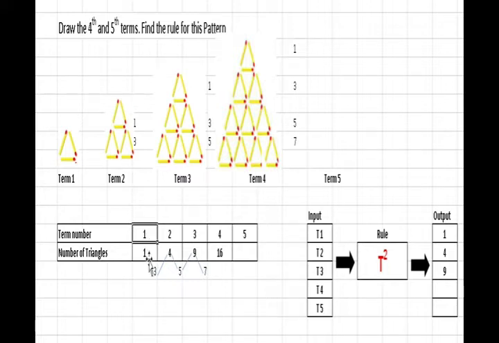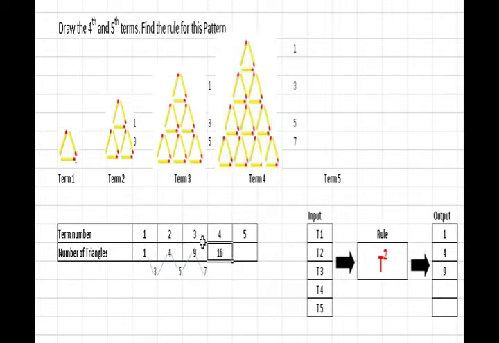Term 1 has 1 triangle. Look again. Term 2 has 4 triangles. Term 3 has 9 triangles. And after drawing term 4, we have figured out that term 4 has 16 triangles.